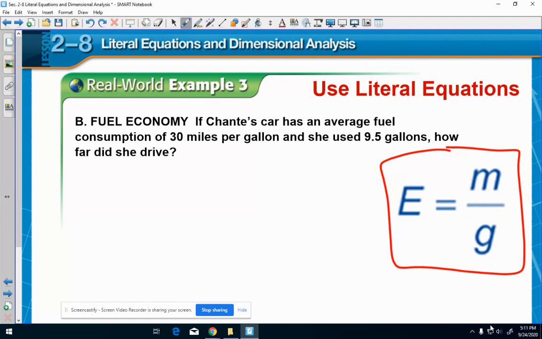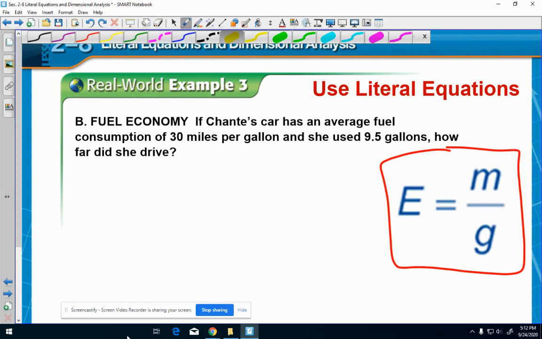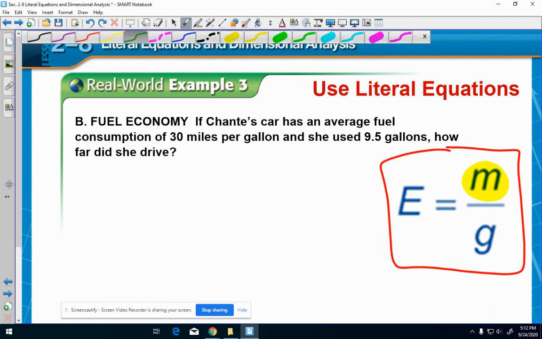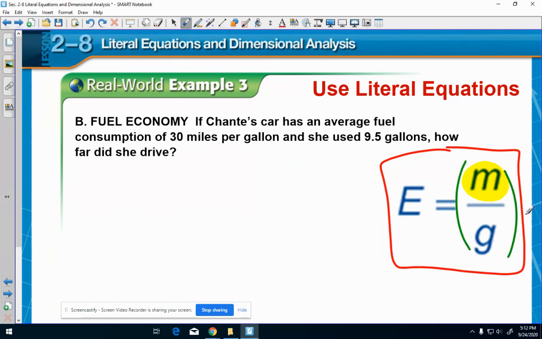So our problem here says if Shantae's car has an average fuel consumption of 30 miles per gallon and she used 9.5 gallons, how far did she drive? How far did she drive? Meaning, let's solve this equation for M. If I want to solve for M, I need to get G out of there. So why don't I multiply both sides of this equation by G?